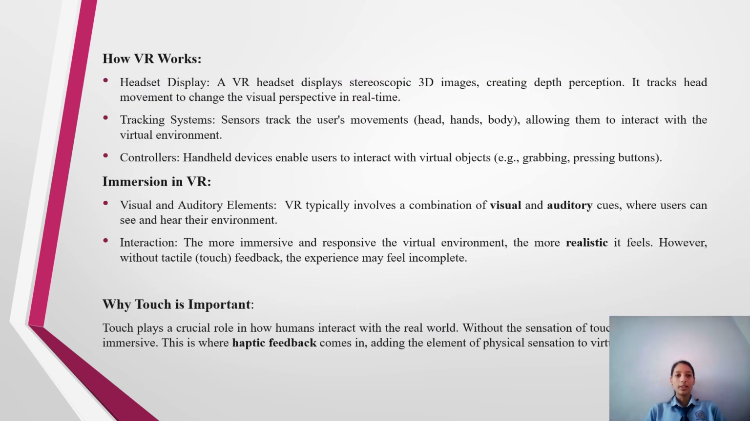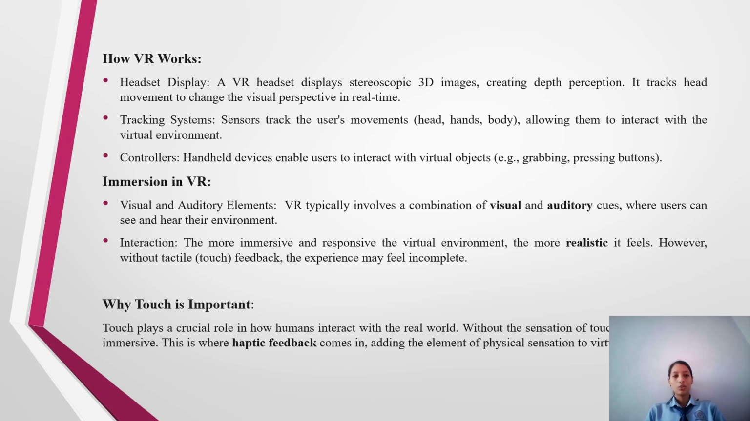How virtual reality works. The headset display: a VR headset displays stereoscopic 3D images, creating depth perception. It tracks head movement to change the visual perspective in real time. Tracking system: the sensors track the user's movement, like head, hands, and body, allowing them to interact with the virtual environment. Controllers: the handheld devices enable the user to interact with virtual objects, pressing buttons and so on.